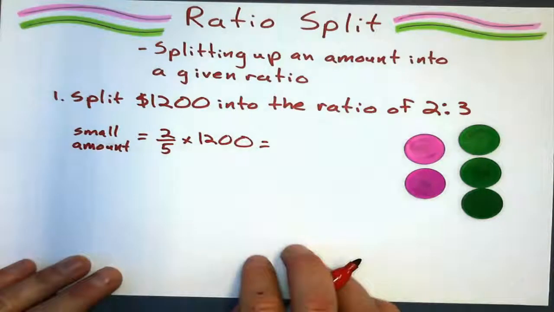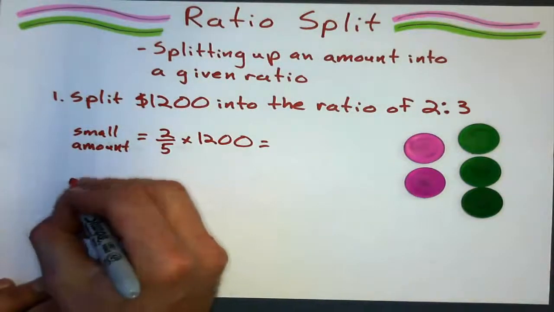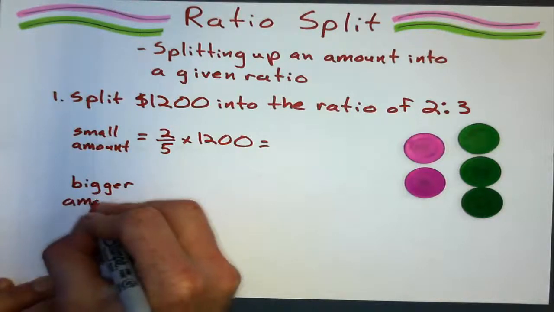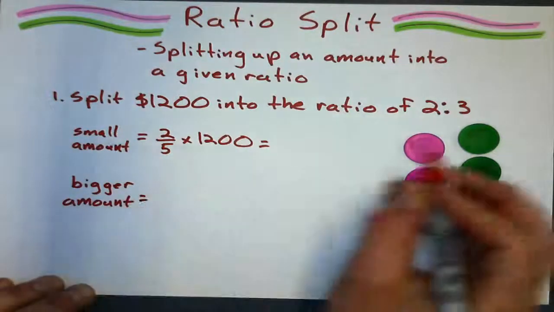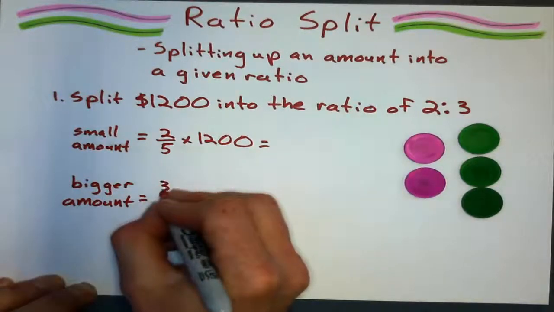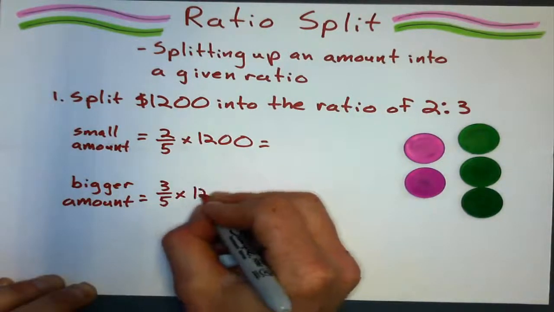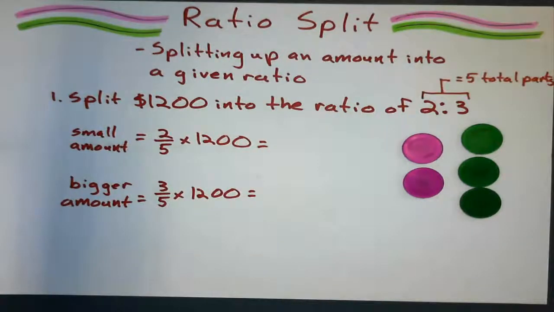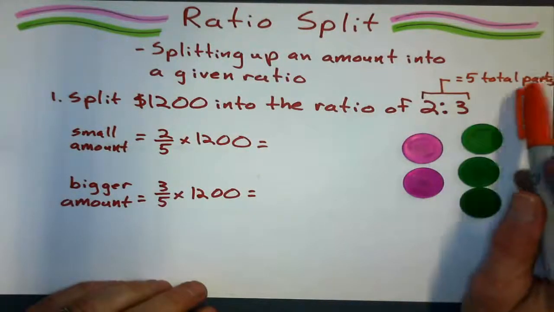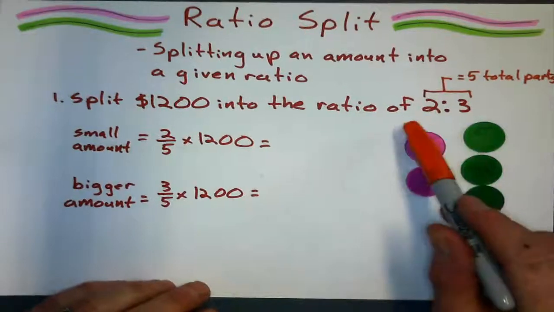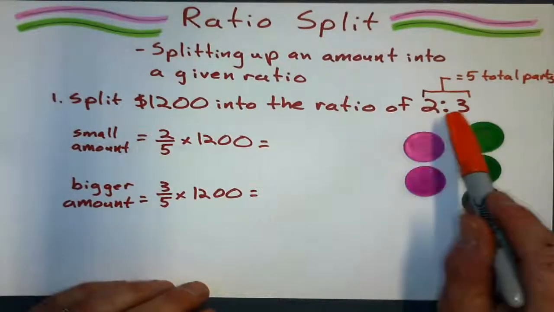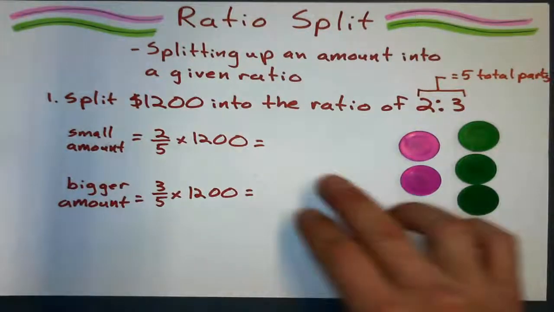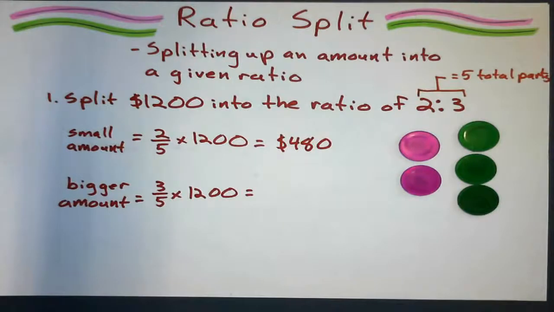times 1,200, and I'll get that amount in a minute. And the larger amount, the bigger amount, will be 3/5 times 1,200. When you're given that ratio, you're going to use this as 5 total parts. Okay? And you get that from the sum of the two numbers that are in the ratio.